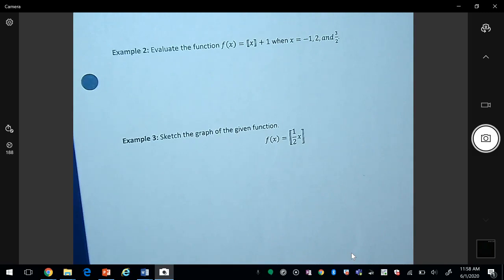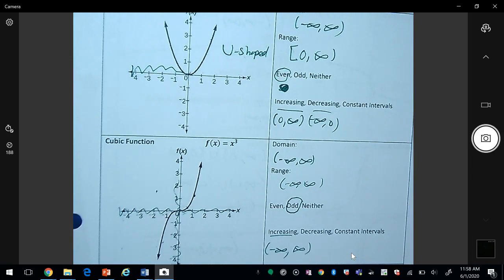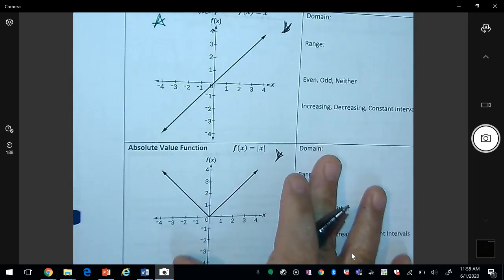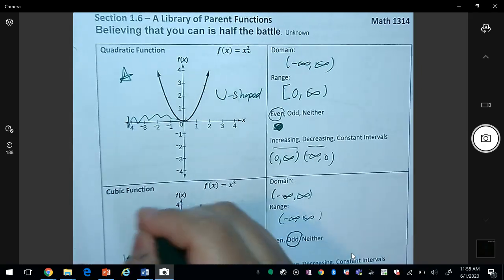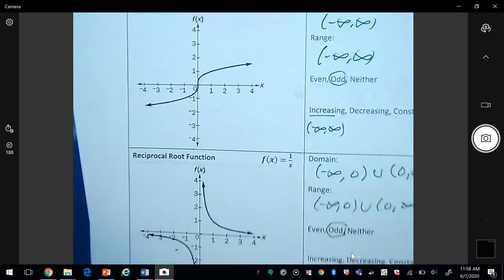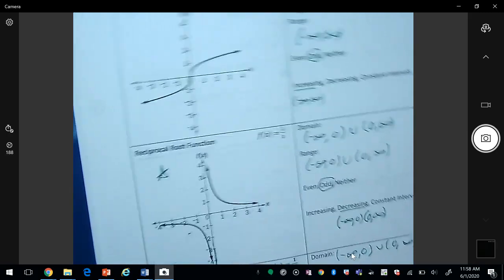Okay, so those are your basic functions. The ones that we're going to use the most are the following. Let me put a star next to them. So the ones that are used the most are the linear function, the absolute value, the quadratic function, the cubic function, and the square root function. And so those are the ones that we'll use the most, the reciprocal one.